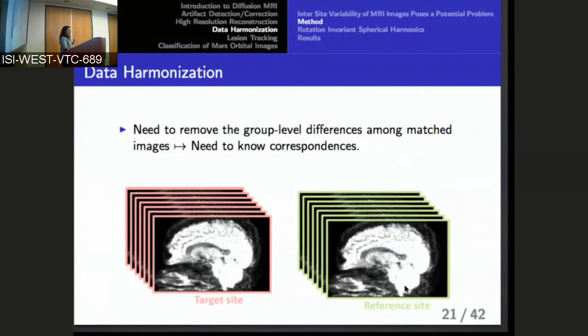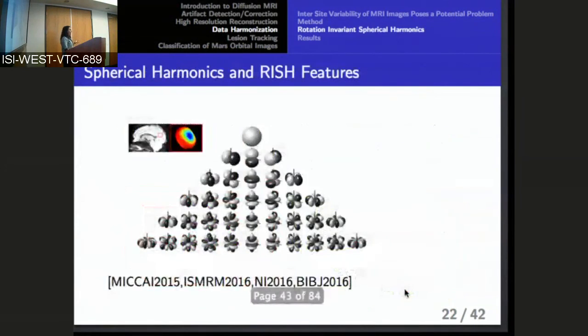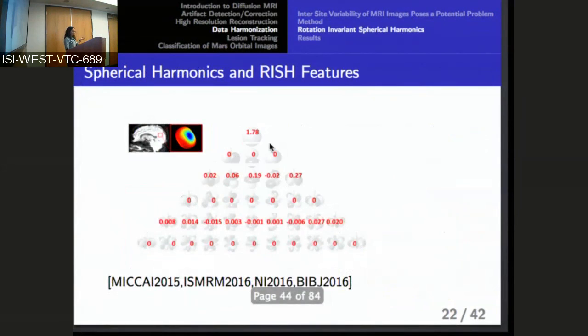In the reference site, we have images of different subjects. We start by segmenting different regions of the brain using a well-known software called FreeSurfer. Within each region of the brain, we have some voxels. For each voxel, we represent it using spherical harmonic coefficients. These are example coefficients for one voxel. You can see that the odd orders are 0. Why? Because this signal here is symmetric.